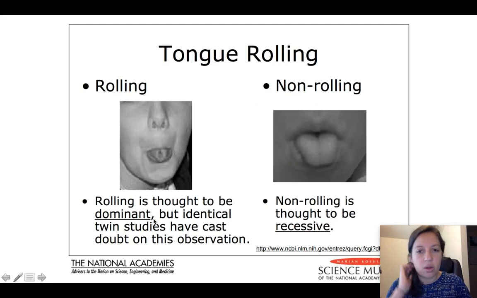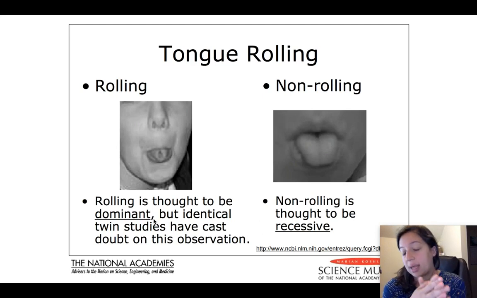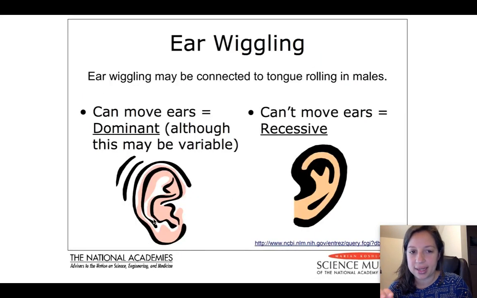Tongue rolling. You can either roll your tongue or you can't. Rolling your tongue means you can fold it up in half, or you can't. So I'm a non-roller. It's going to look really silly when I do this, but I'll show you how much I just can't roll my tongue. Right? I can't do it. It makes me look really silly. I can't roll my tongue. It is impossible.